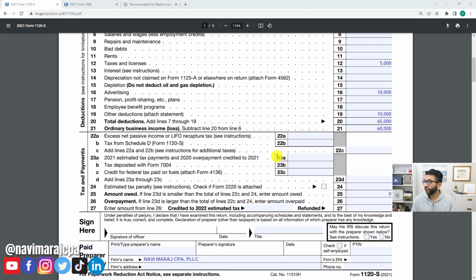If you scroll a little bit further down here, line 25, amount owed, you'll see that that's a big fat zero, okay? So you might be wondering, okay, I thought you just said there's $60,000 of income here. Why is there no tax due? Well, the reason for that is because S corporations and even partnerships, like 99% of the time, don't owe any income tax, okay? They are what they call pass-through entities.